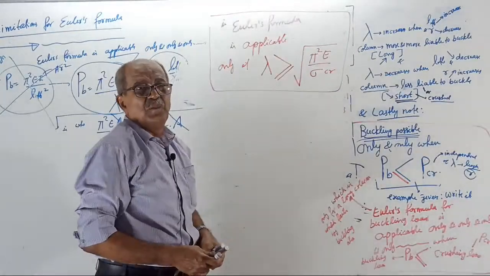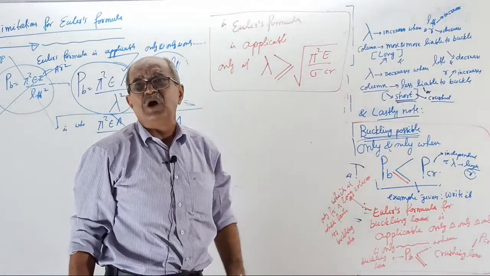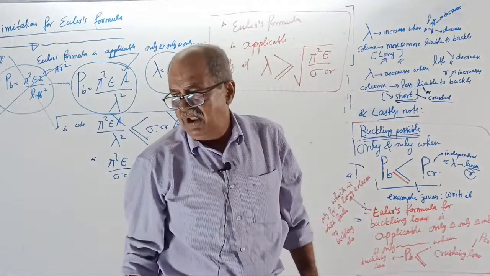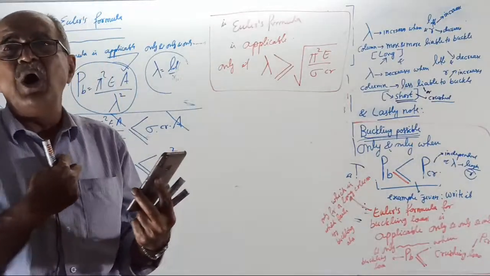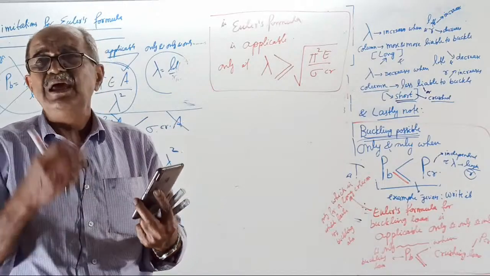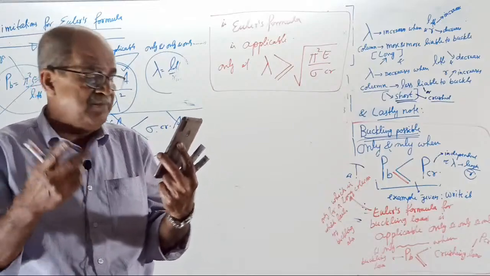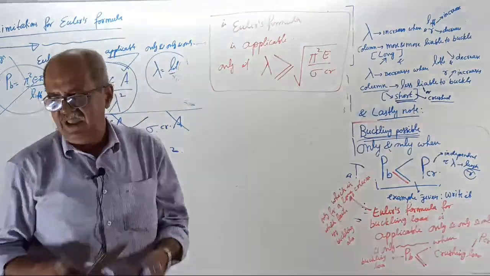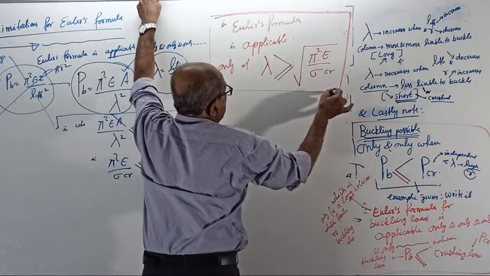You cannot forget. First of all, tell me, if you want to apply Euler's formula, do you want high lambda or less lambda? You want the column to be slender. So you want high lambda or lesser lambda? That only will tell you lambda should be more. High lambda.